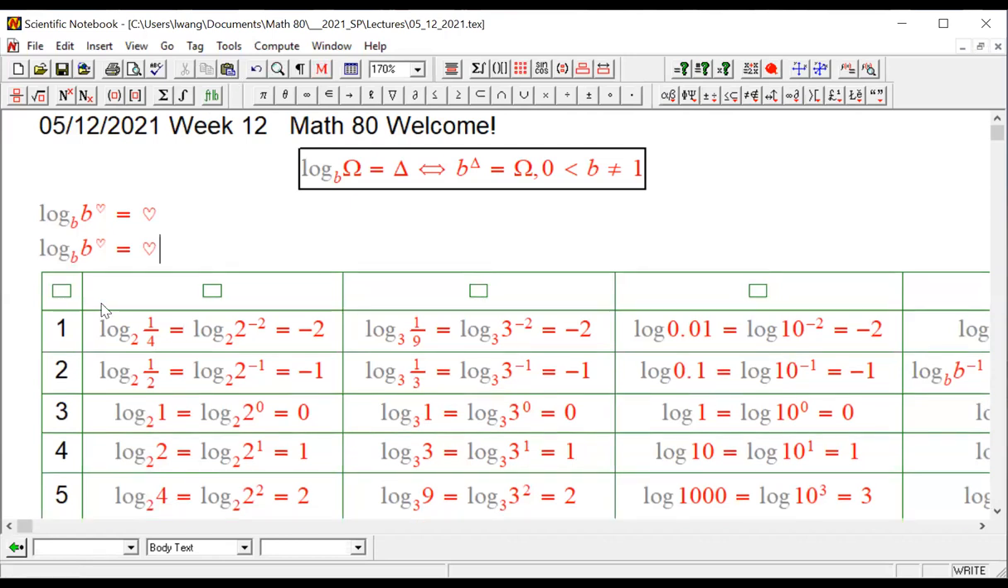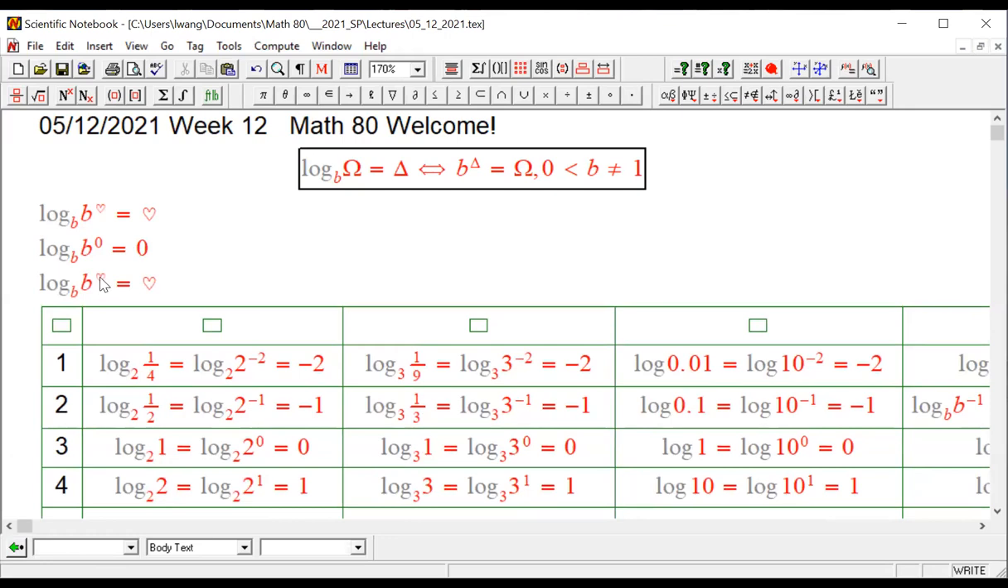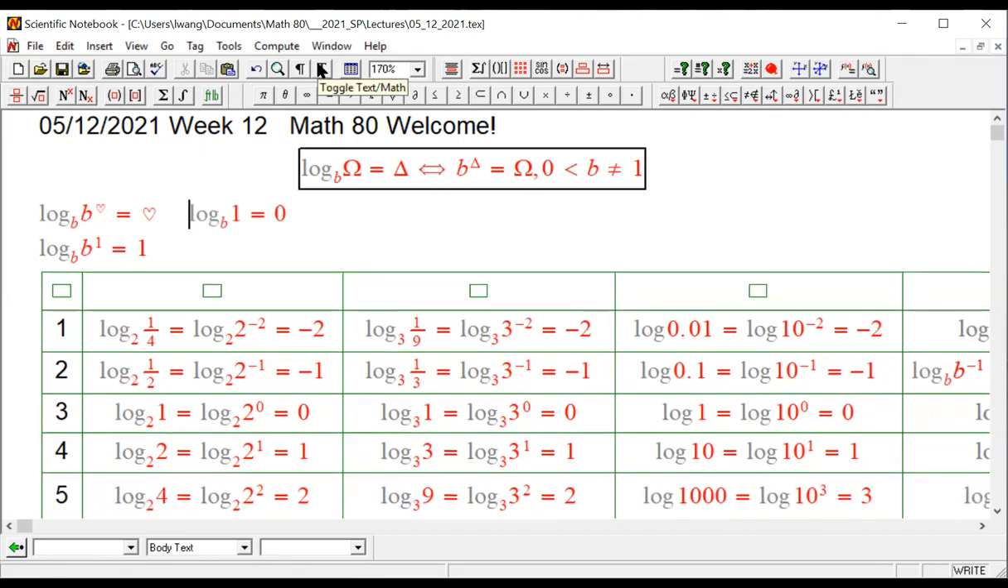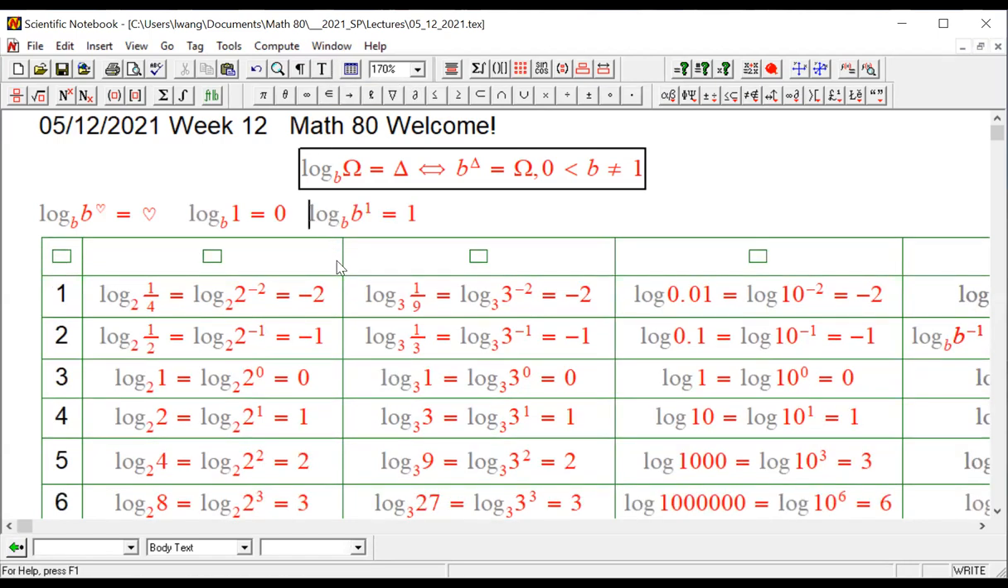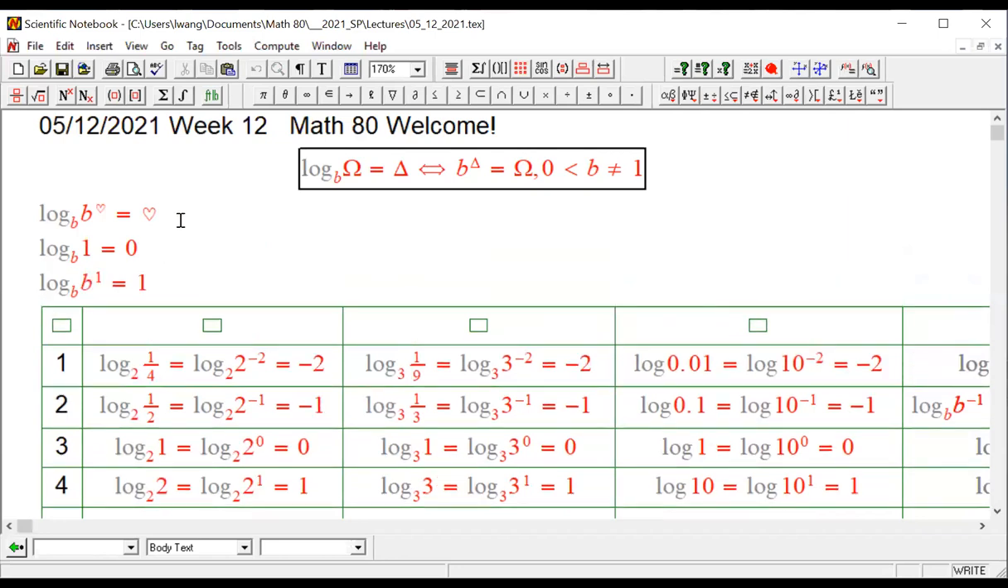In special cases, when the part is 0, that is 0. When the part is 1, that is going to be 1. B to the power 0 equals 1. So these are the 3 patterns we have found, haven't we? But the question is, are they justified? Are they true for every base greater than 0, not equal to 1? So let's check it out. Is this justified by our definition?